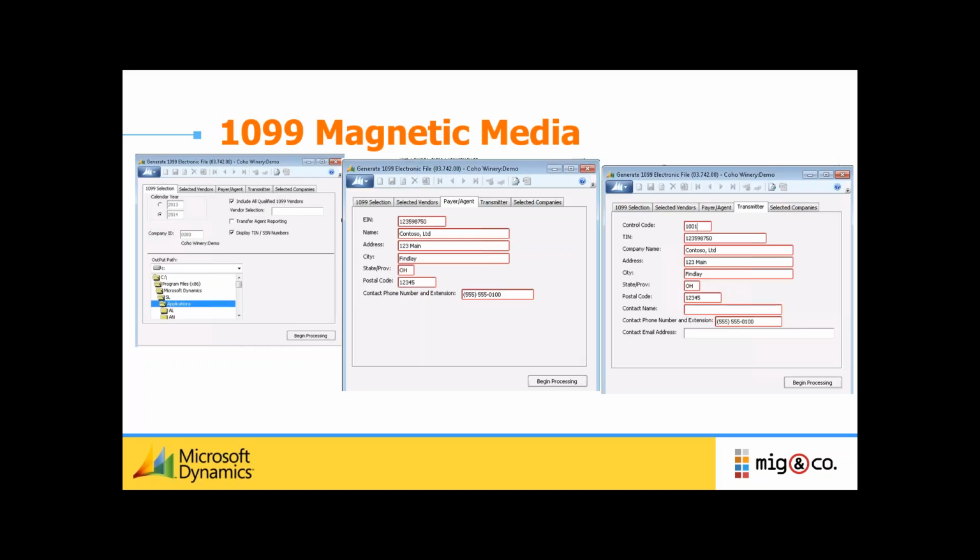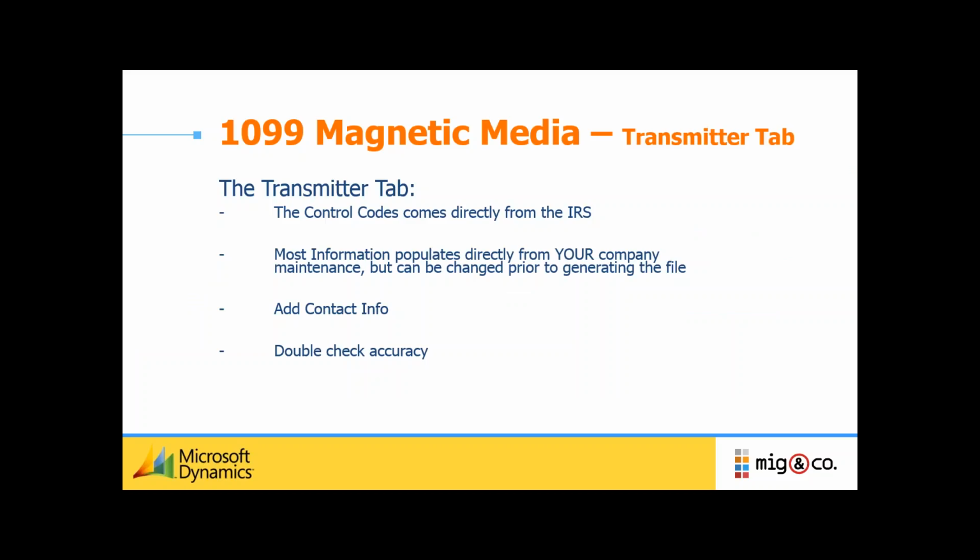Before we begin processing, we want to make sure all these fields have been populated correctly. Go ahead and confirm the data and hit the begin processing button at the bottom and it'll actually generate a file. When you transmit the file, the control code is the one that we're going to be using from the IRS.